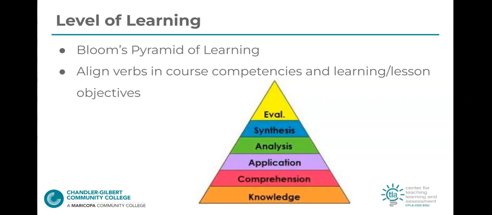Well, take for example a course competency that uses the verb evaluation. Evaluation is higher up on Bloom's pyramid of learning, which means it is requiring a higher level of learning than, let's say, identify. Identify would be lower on our Bloom's pyramid of learning. So if the competency calls for evaluation, but our assessment of that competency is only using identification, then we are not meeting the requirements of that competency for the course we are teaching.